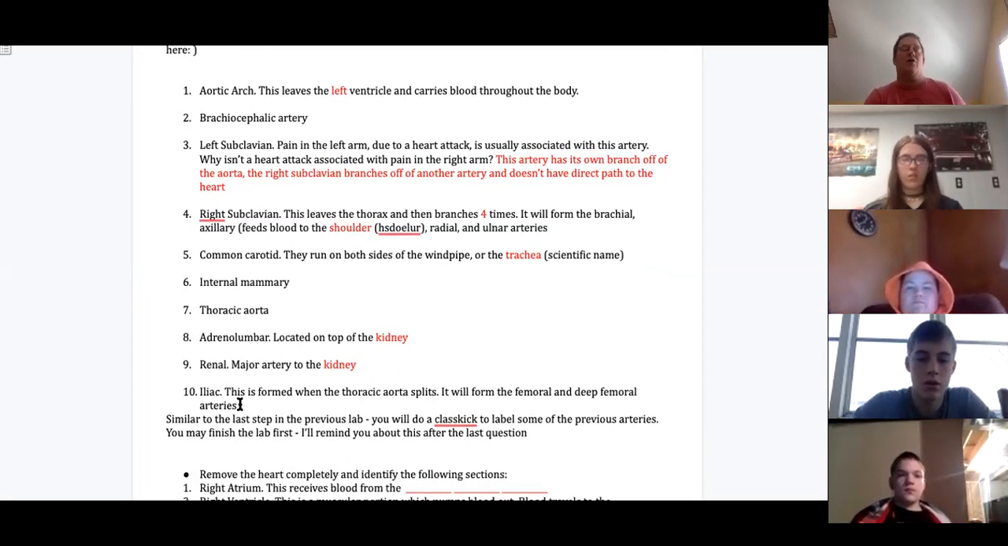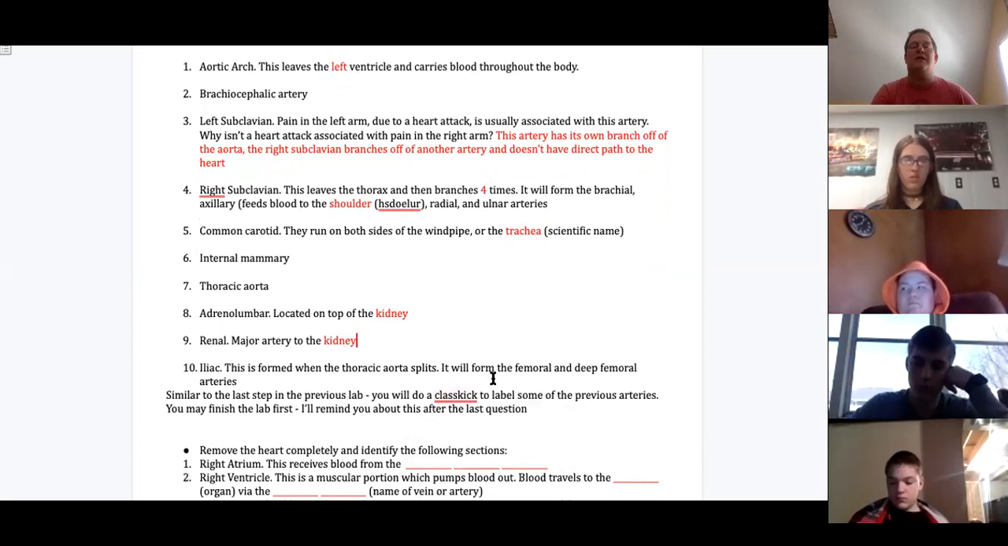And the iliac artery is formed when the thoracic aorta actually finally splits. It'll form the femoral and deep femoral arteries. Similar to the last step, again, there's a ClassKick, label some arteries.